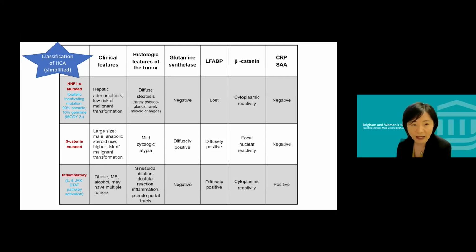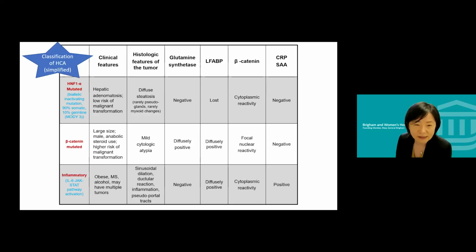These are usually caused by biallelic mutations in this gene. 90% of them are somatic mutations, and 10% arise in patients with germline mutation. And these people with germline mutation tend to have other systemic disease, such as maturity-onset diabetes of the young type 3. And then the tumor, you may see multiple tumors in the liver, and you even see adenomatosis. That means there are more than 10 masses.